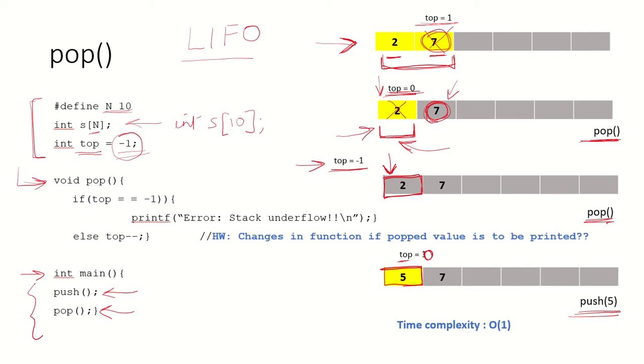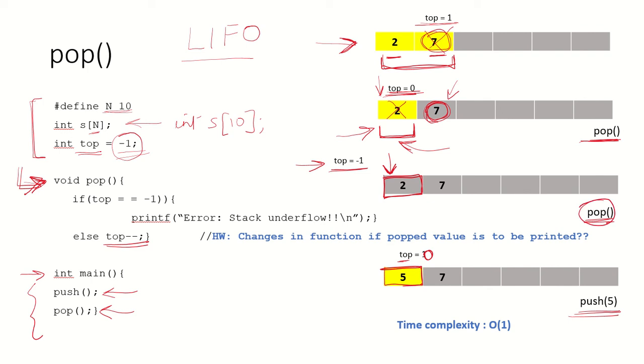So here is that function pop, and it simply says top--. That means simply decrement the top. That is all that needs to be done for a pop operation.